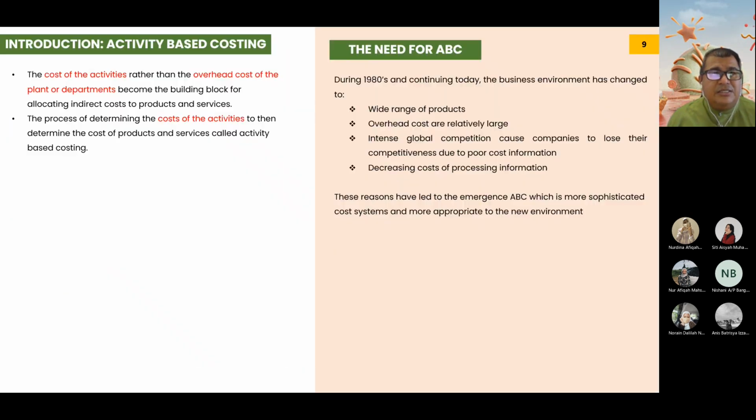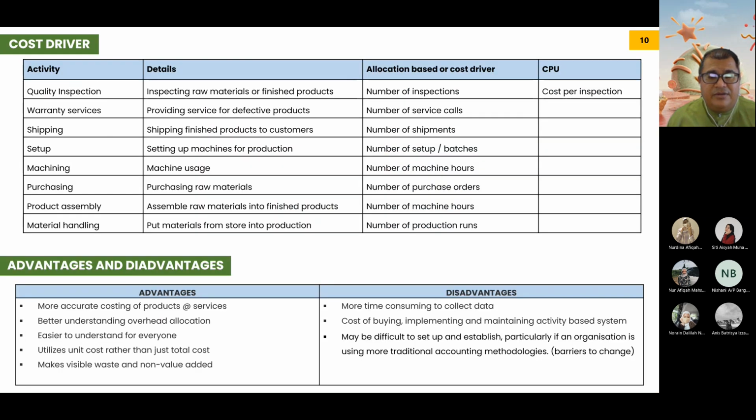Ada juga kat sini. And then some of the other advantages, more accurate, tadi kita dah cerita dah, more accurate cost of product or services. Second is better understanding of overhead allocation. Kalau kita dah allocate kita punya overhead accordingly, and then we can understand better why cost is higher, why we charge a higher cost to X70, why we charge a lower cost to Iris or Saga.